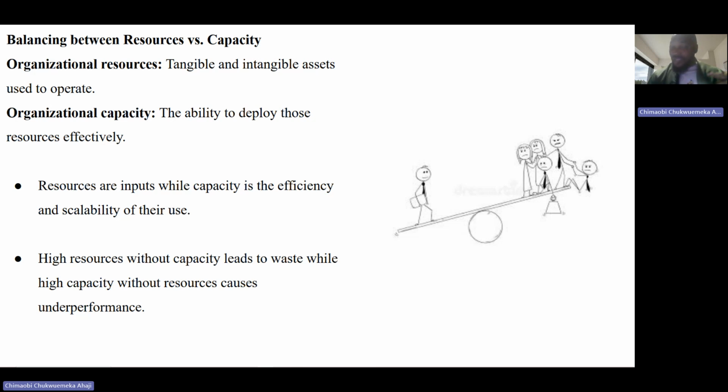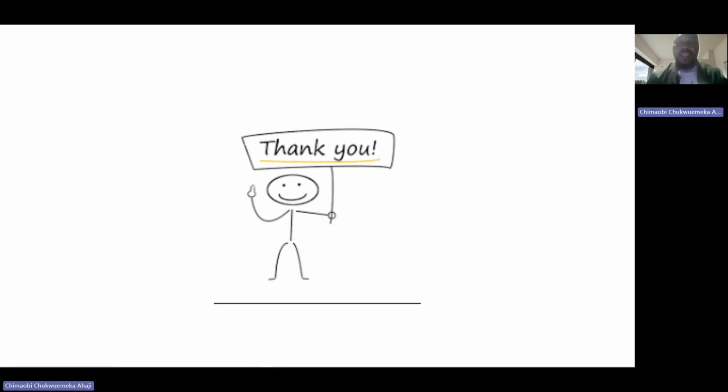While high resource without capacity leads to waste, high capacity without resource causes underperformance. So it's important, like the statement shows, to create a balance between resources and capacity. Remember, high resource without capacity leads to waste, while high capacity without resource causes underperformance. Thank you very much.